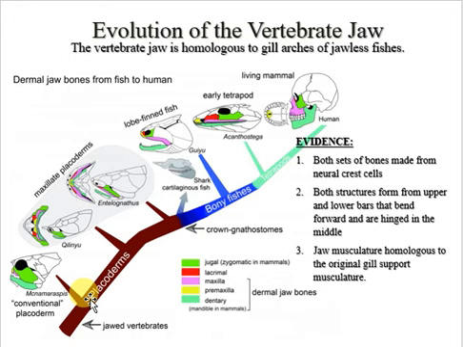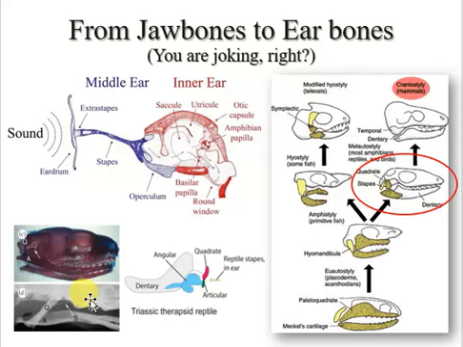So not only is the vertebrate jaw homologous to gill arches of jawless fish, but hearing structures are as well. This is usually where people are like, you've got to be kidding me. And no, I'm not. So as vertebrates came up onto land, they had this new conundrum they were facing, right? This new problem was how to hear in a medium as thin as air. What to do? That's where things get interesting.